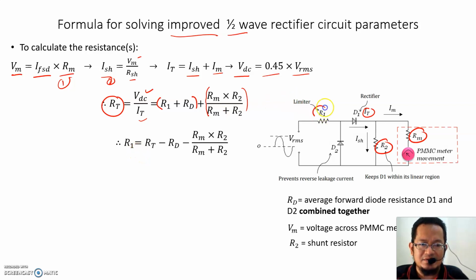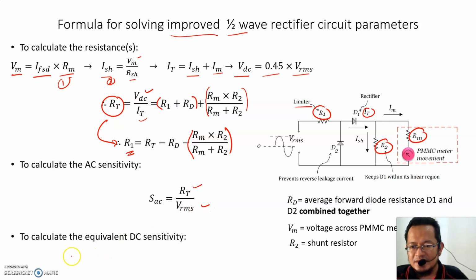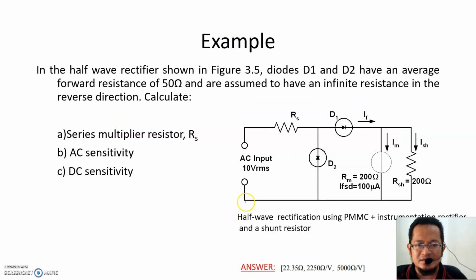I forgot to mention that the R1 here is what we call the limiting resistance instead of the multiplier resistance. If you rearrange this equation, you will calculate R1 equals RT minus RD minus these two parallel resistors. To calculate the AC sensitivity, it is just RT divided by VRMS. And to calculate the equivalent DC sensitivity, SDC is 1 over I total, or SDC equals SAC divided by 0.45. So let's take a look at one example before we end this part 3 of the video.